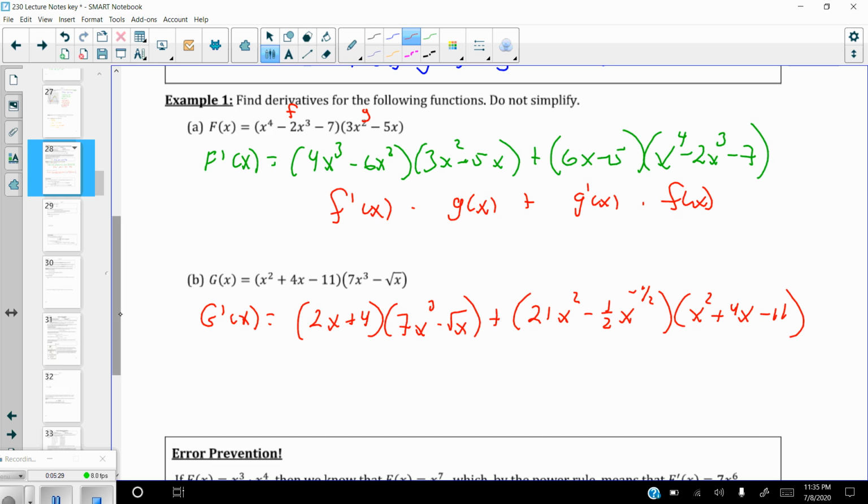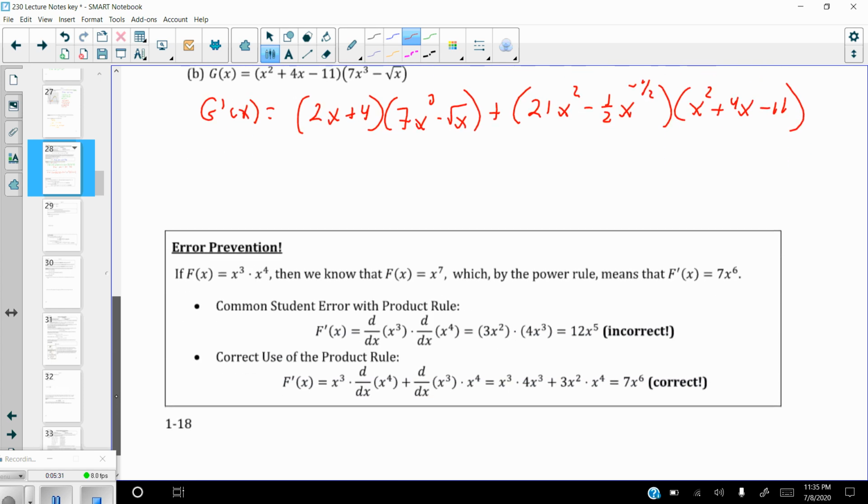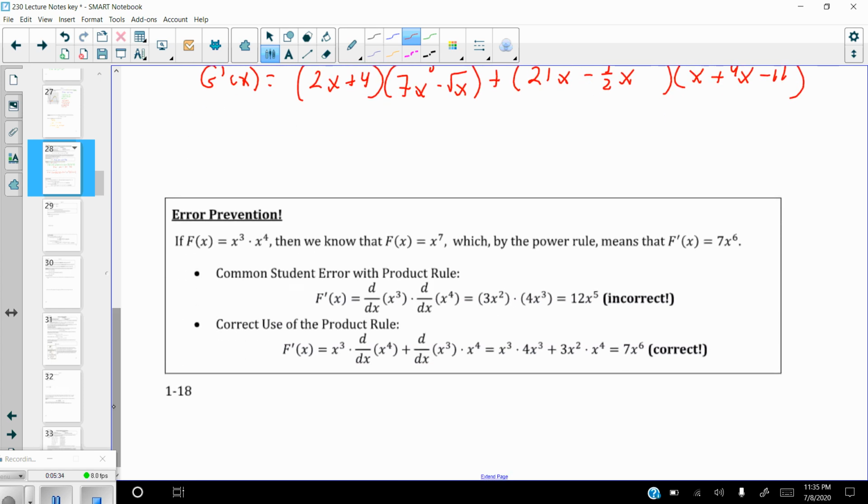Okay, go ahead and look at this box down here at the bottom of your paper. Error prevention, again, make sure you're not taking the derivative of each individual piece and then trying to multiply those together. That's the first part there that says that's a common error, and it is. Make sure you're actually using the product rule. So you can look through that and just make sure that you're seeing what's going on there. I'm not going to walk through the error prevention with you guys, but definitely take a look at that.